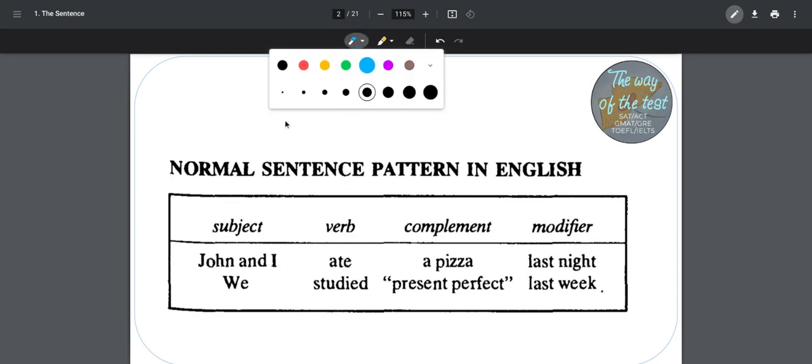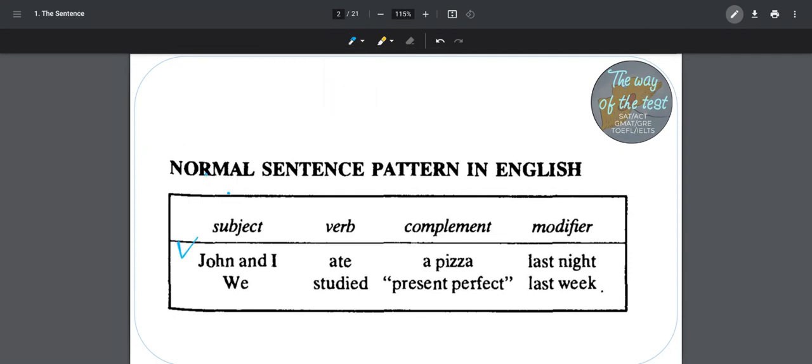So, in the first sentence, we have John and I, the subject, ate, the verb, a pizza, that's the complement, the thing that we ate, and a modifier: when did we eat? Last night. So we have we, the subject, studied, then present perfect, we studied the topic of present perfect last week. So this is a normal sentence pattern in English. Every time I talk about full sentences, this is what I mean. A full sentence contains a subject, a verb, may have a complement, and may have a modifier.